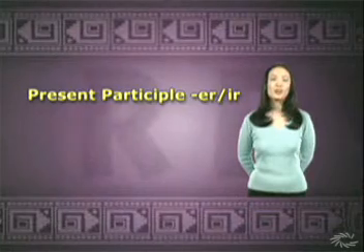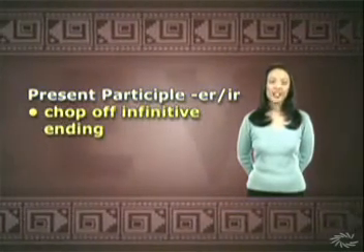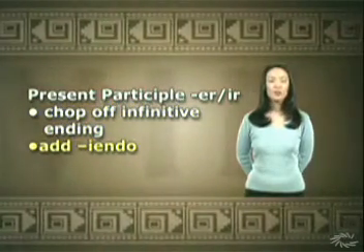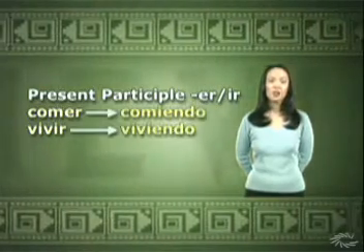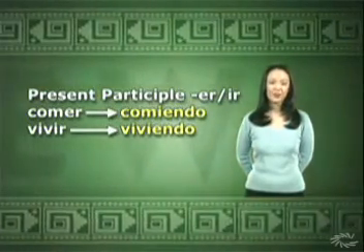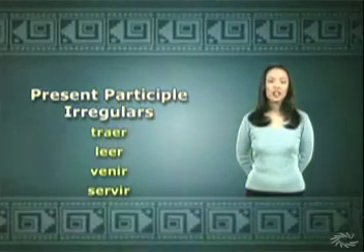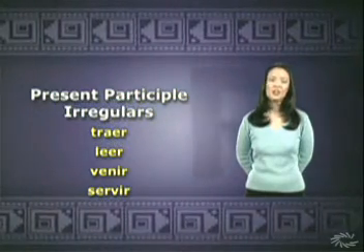To form the present participle of an ER or IR verb, you chop off the infinitive ending, but this time you add yendo to the stem. So the present participles for the verbs comer and vivir are comiendo and viviendo. Some of the verbs that are irregular in the present progressive are traer, leer, venir, and servir. So keep an eye out for those.